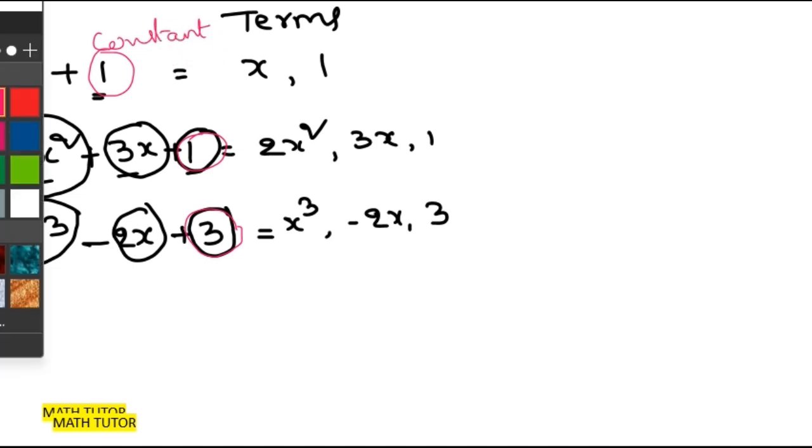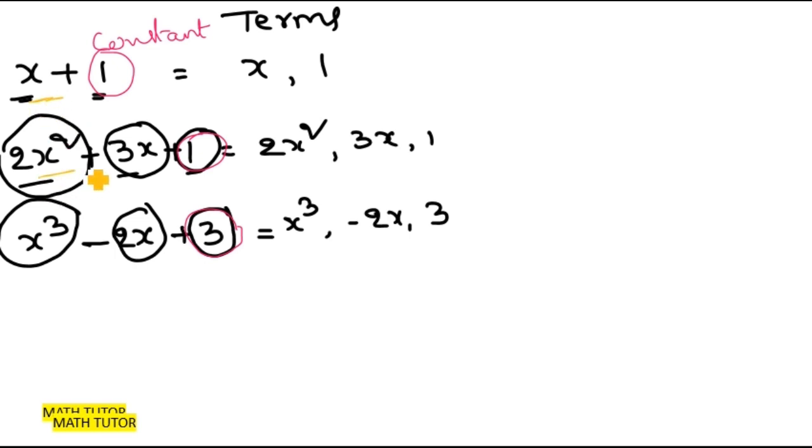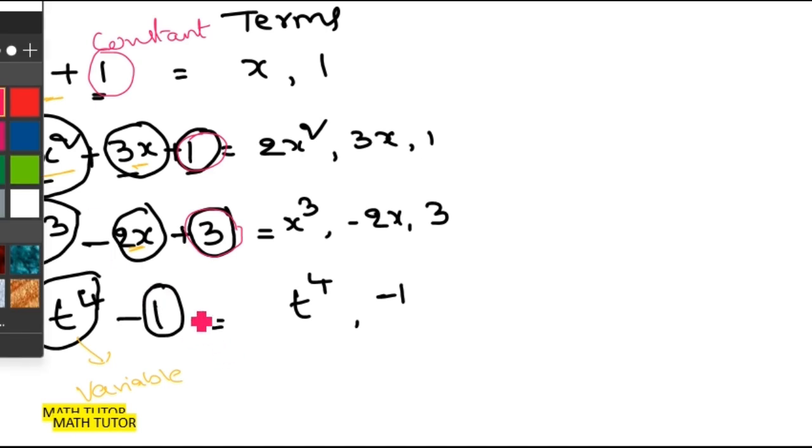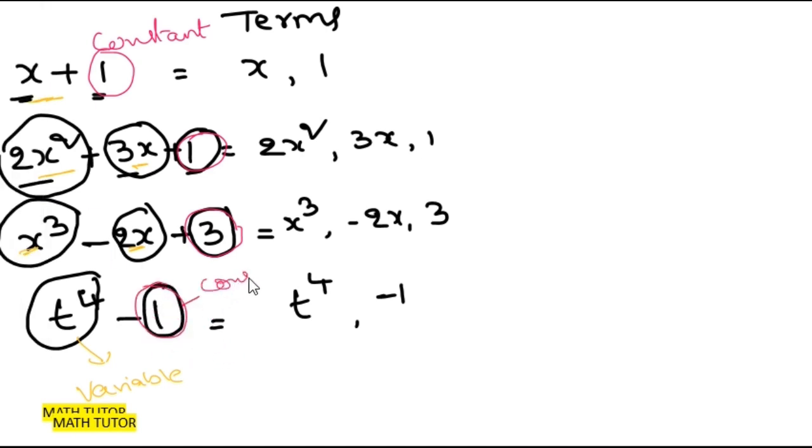And what about the variables? We have x as the variable. Here also the same. Sometimes it can be like this: t⁴ − 1. Here how many terms are there? 1 term, and this is the second term. So t⁴ and −1 are the 2 terms. And t is the variable here and 1 is the constant. Clear? Okay. Now we have understood what a variable and what a constant is.